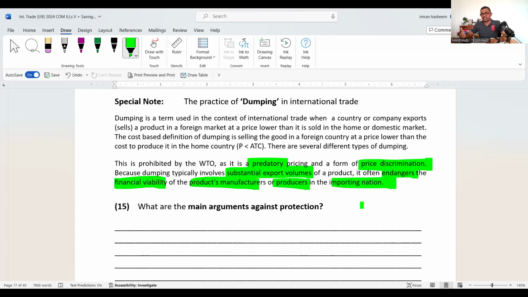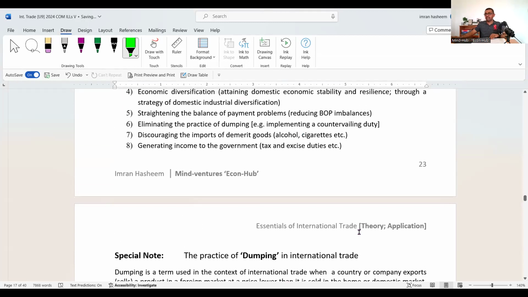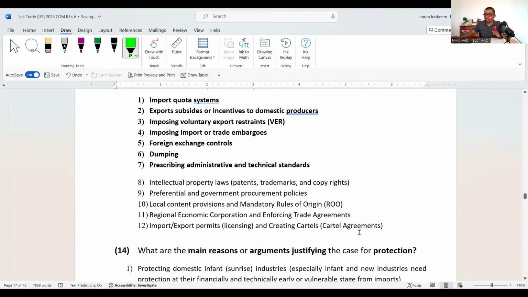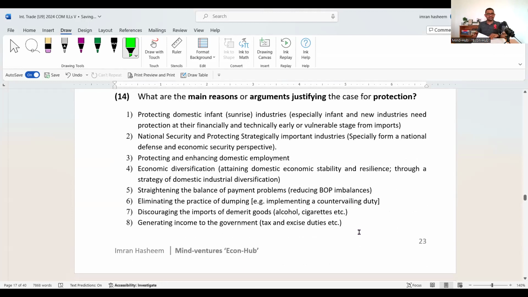Arguments against protection. Okay. Why we shouldn't practice protection? No, sorry, we skipped something. Before that, we'll ask the question, why should we practice protection? Let's start there. Okay, right. I've given 8 points arguing why protection is needed, reasons for protection. We'll quickly go through them, they're very simple.